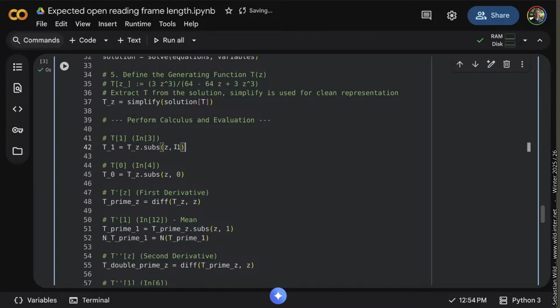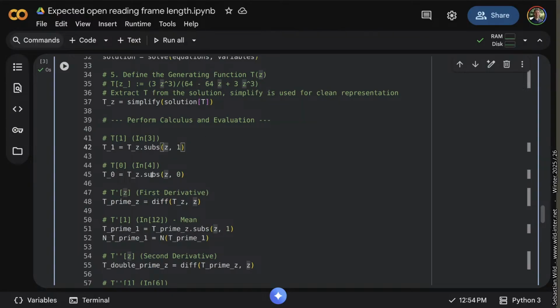What should be the result of this one? Double checking if people are here. That's the solution for the probability generating function of the start state. So the number of steps we take from the start state. But I'm just inserting z equals to 1. So that thing will just sum up all the probabilities. So it has to be 1.